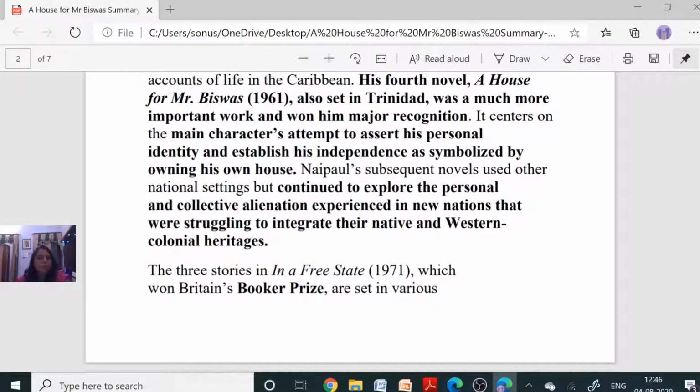Naipaul's subsequent novels use other national settings but continue to explore personal and collective alienation. In my earlier presentation, when we talked about the themes that you're going to encounter when you are dealing with this New Literatures paper, this is the major theme that you find in the fiction: the alienation experienced in new nations that were struggling to integrate their native and Western colonial heritages. So these fictions talk about the diaspora, about the experience of people in a new nation and how they are struggling to somehow merge their native and their colonial heritages.